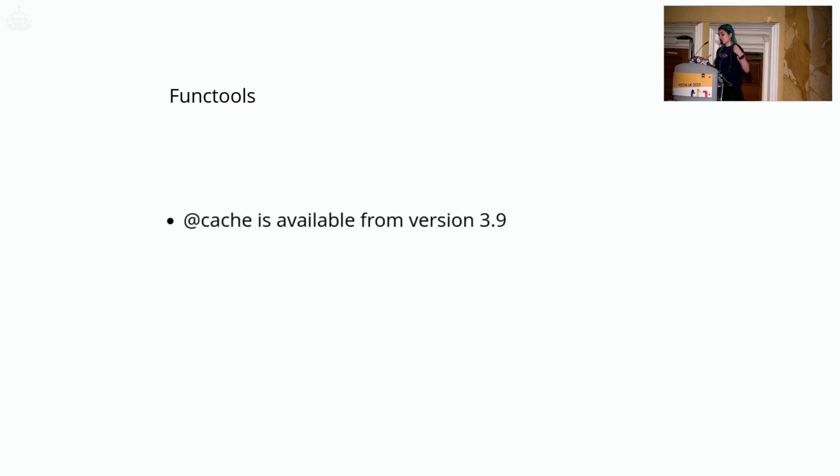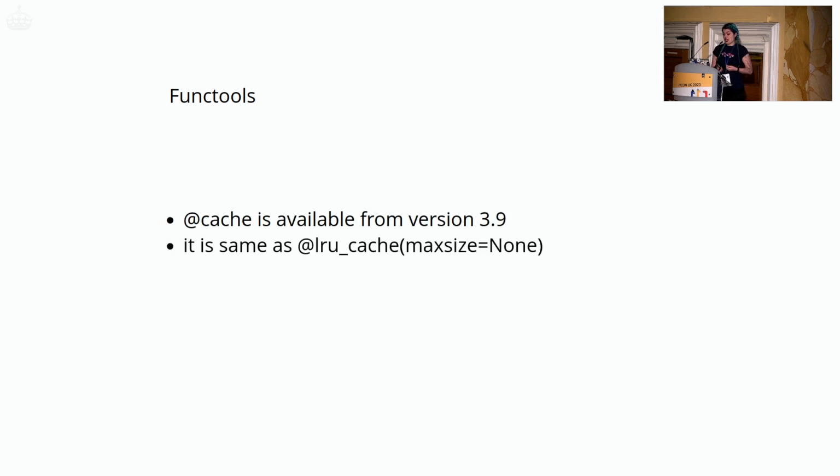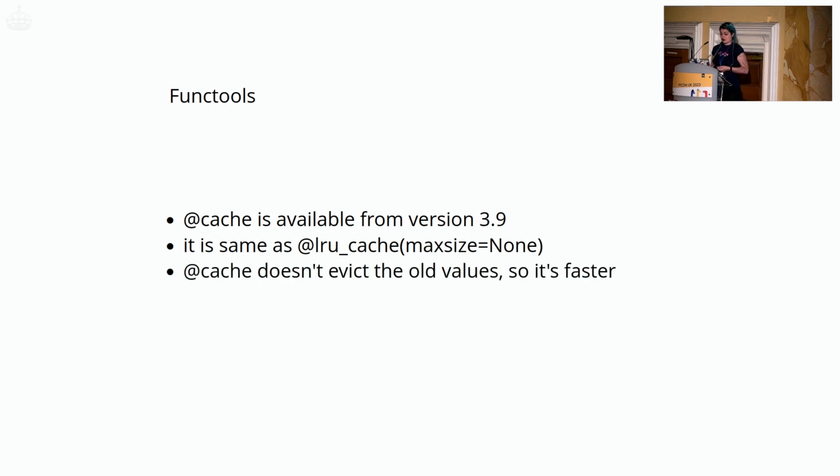So now you might be wondering, is there any difference between lru_cache and cache? So cache is available only from version 3.9, and it is basically the same as lru_cache where we define maxsize as None. And it doesn't evict the old values, so it's faster.